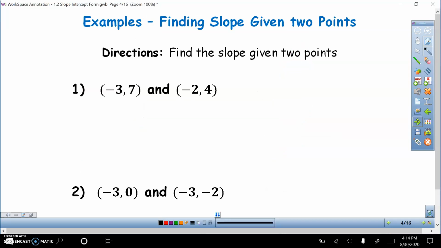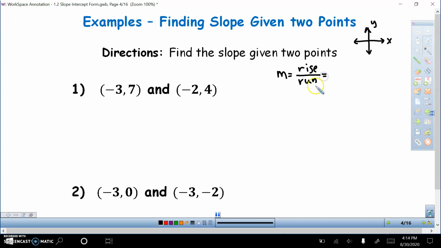All right, so we're just going to practice really quickly finding the slope given 2 points. So we're not doing the equation of the line yet, we're just finding the slope. So remember that slope is rise over run. And rise is our y's, runs are our x's, right? Rise goes up and down, so that's our y-axis. Runs go left and right, so that would be our x-axis.